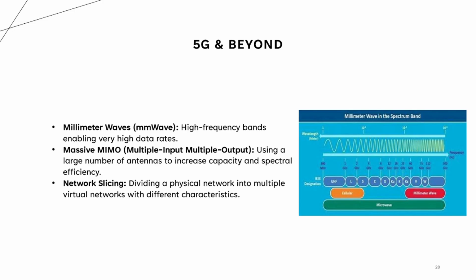One key innovation is millimeter waves, which operate in a high frequency band to provide very high data rates and low latency, making them ideal for dense urban environments and high bandwidth applications. Another critical feature is massive MIMO, multiple input, multiple output, which uses a large number of antennas at both the transmitter and receiver to significantly increase network capacity and efficiency, allowing simultaneous connections and better use of the available spectrum.